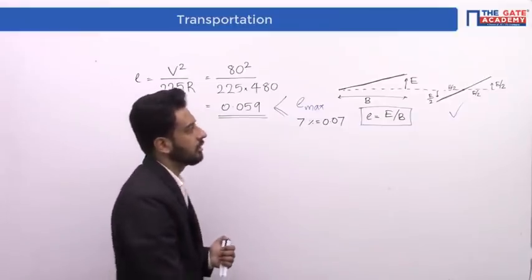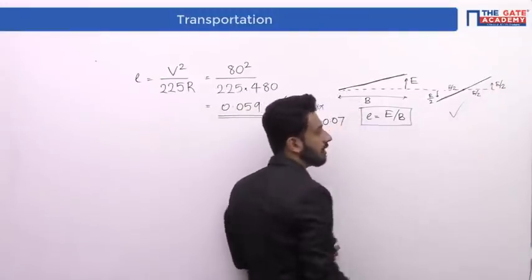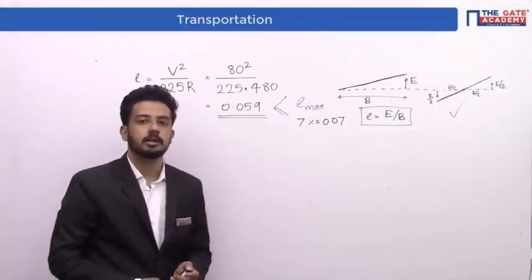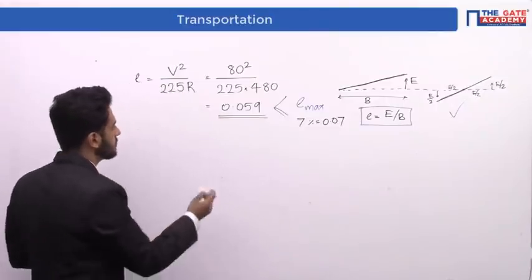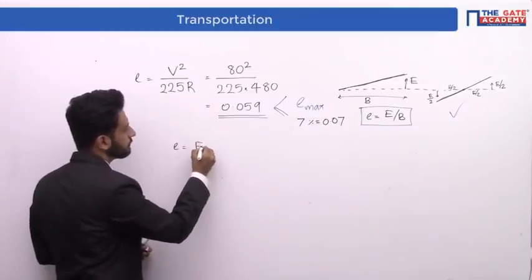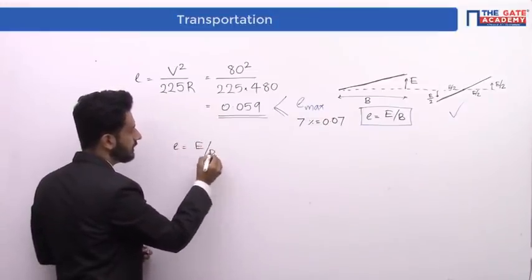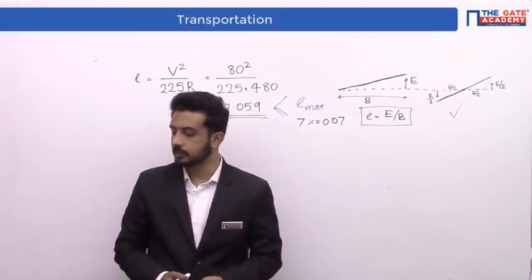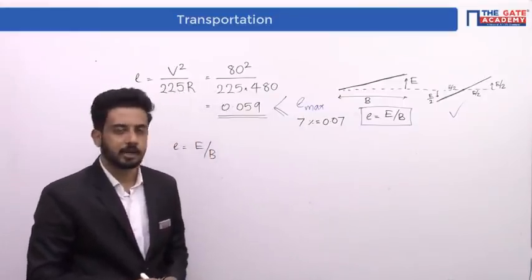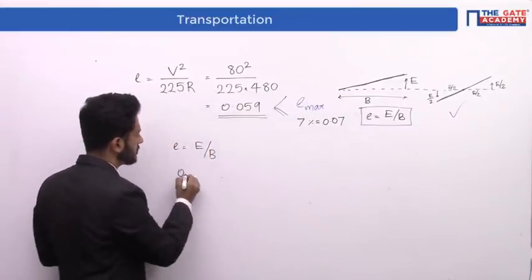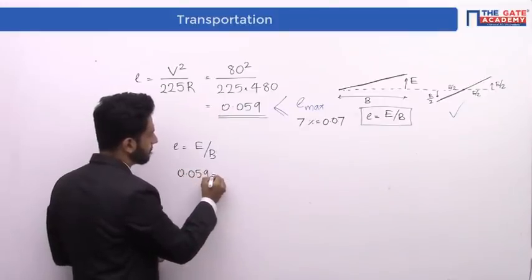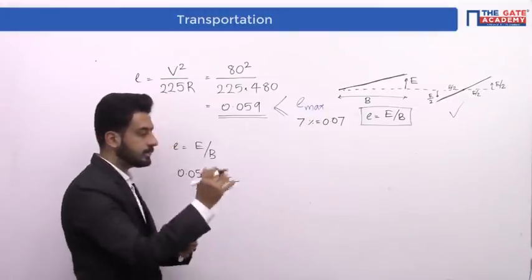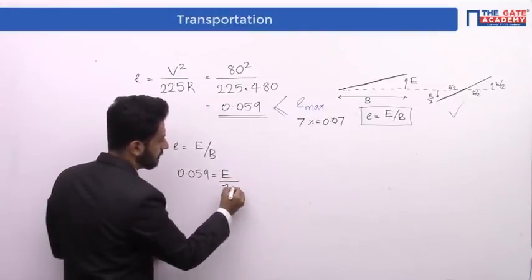What they have asked is the raising of the edge with respect to ground if it is rotated about the center. I know E is equal to total raising divided by width of the road. Have they given any width? Yes, they have given it as 7.5 meter. So 0.059 is equal to the total raising height divided by 7.5.